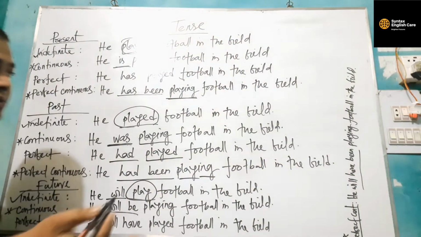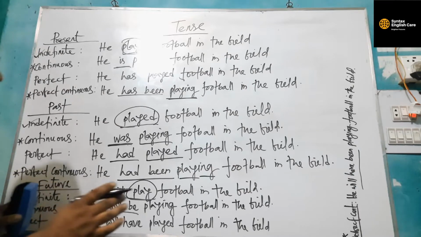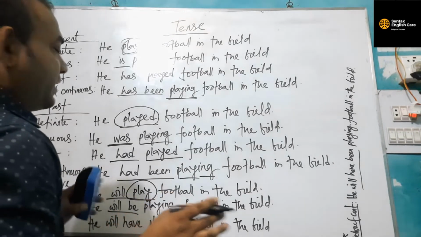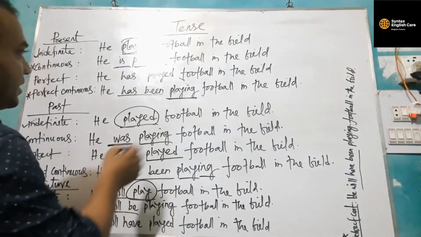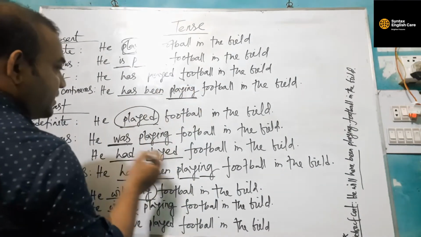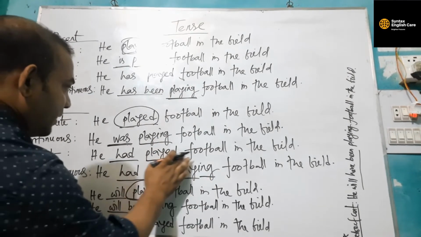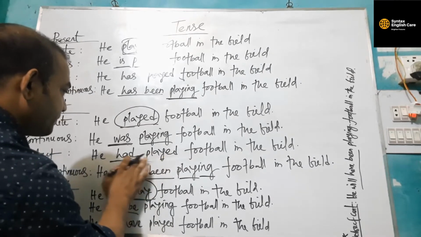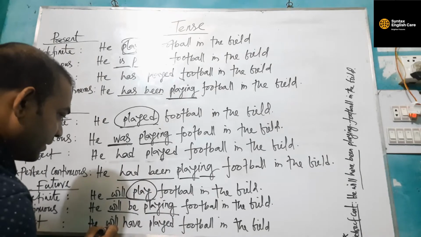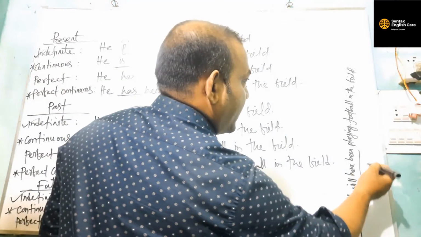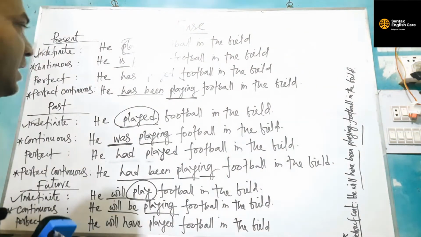So auxiliary verb is used in case of continuous form, and ing will be added to the principal verb in case of all continuous forms. Okay, like here ing is added, here ing is added, and here also ing is added, and here is also added ing, and here is also added ing. This is the form of continuous.